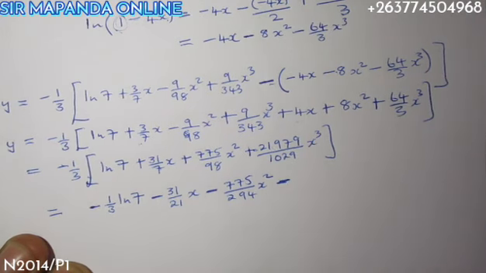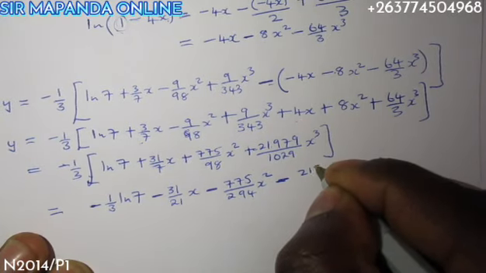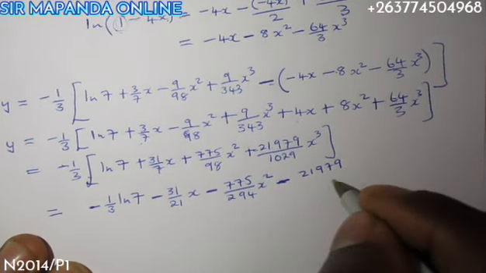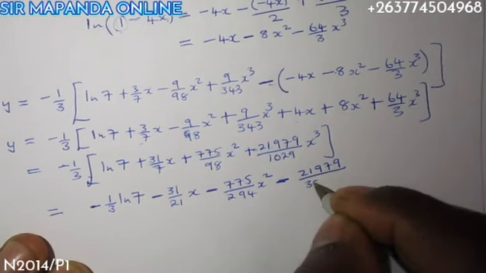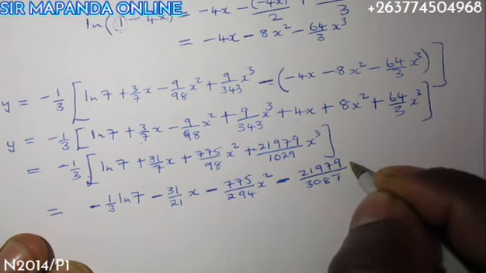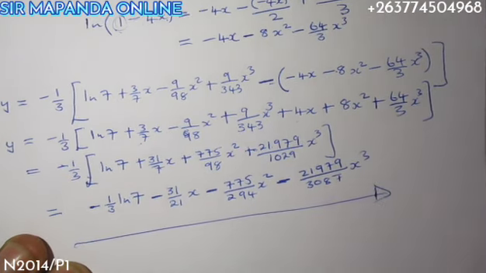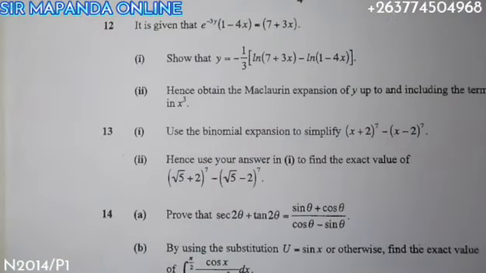Times 1 over 3. What you get is 21,979 over 3087 x cubed, and this is your final answer. So this is how you're supposed to do it. Right, we are now moving on to question number 13.